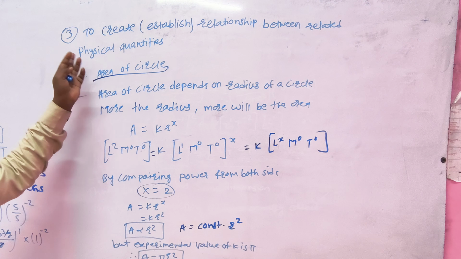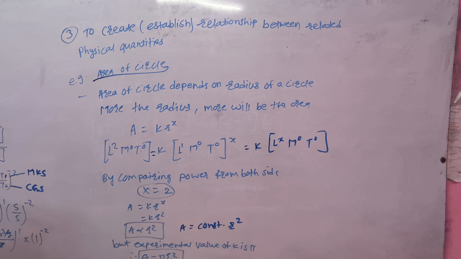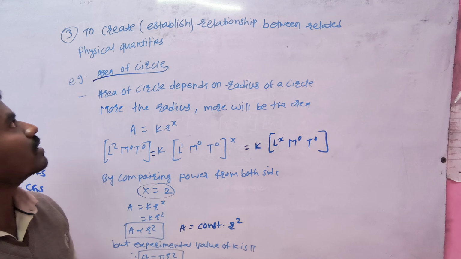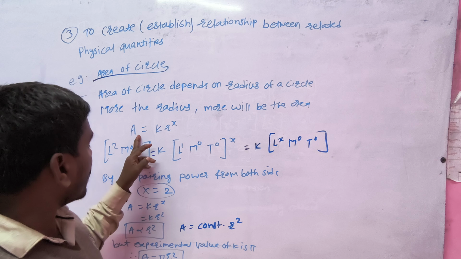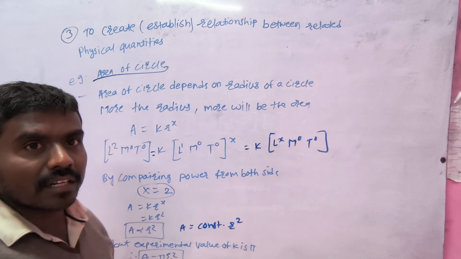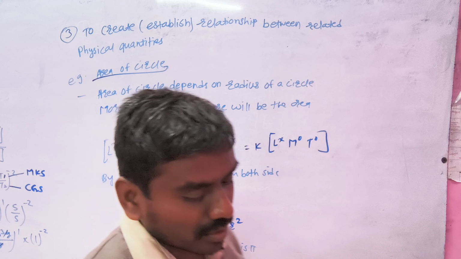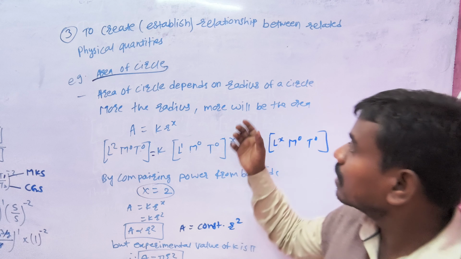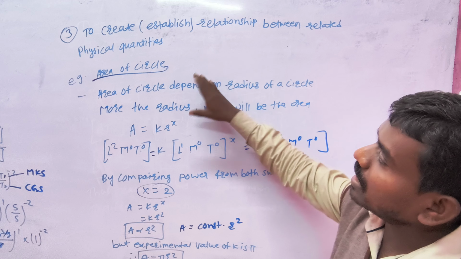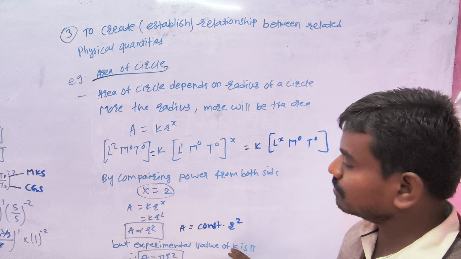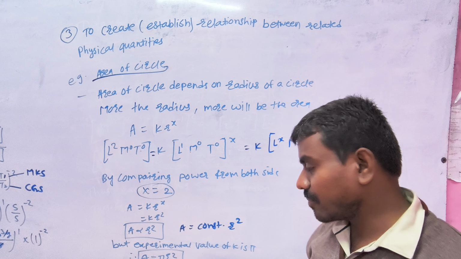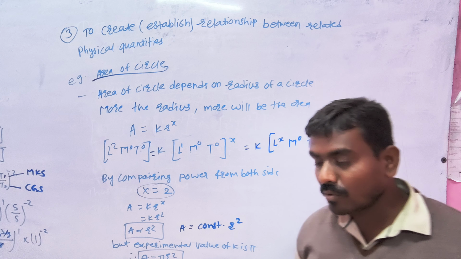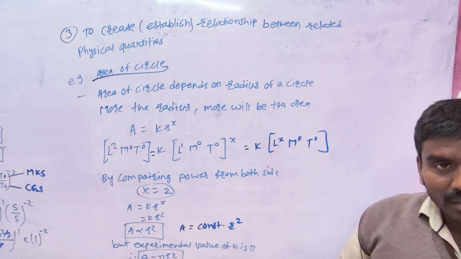In this way, we can create or establish the relationship between related physical quantities. Here, area and radius are the related physical quantities, and we establish the relationship between area and radius. So area is equal to pi times r square. Okay, so this is for circle. Got it?